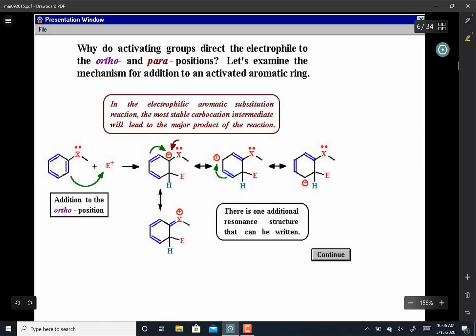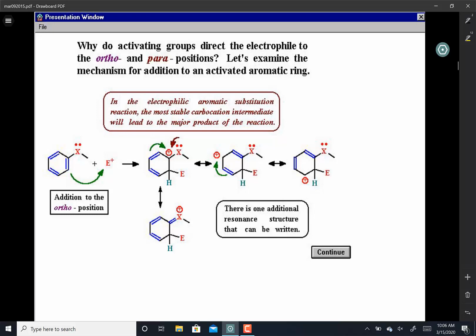Now, why? Well, if we're looking at why these groups direct to the ortho and the para positions, it all has to do with forming the resonance structure of the carbocation next to the group itself. So when you have a group that has a lone pair of electrons on it, again, that's going to be the nitrogen, that's going to be the oxygen, and that's also going to be halogens.